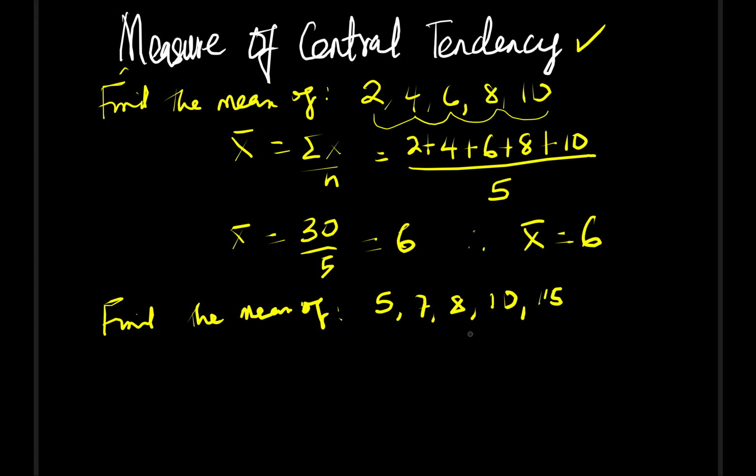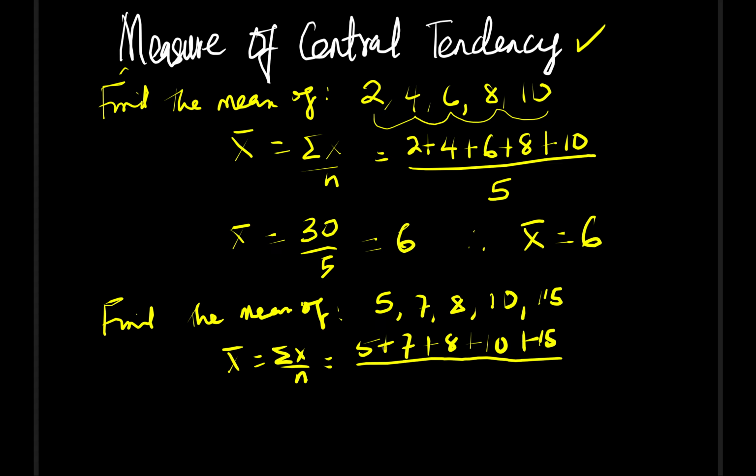I'm counting. 1, 2, 3, 4, 5, 6, 7, 8. You need to be fast about it. 9, 10, 11, 12, 13, 14, 15. What's the answer? Okay, let's confirm if your answer is correct. So we have 5 plus 7 plus 8 plus 10 plus 15. Oh, we have 15 here. Maybe that's why I counted 15 seconds.